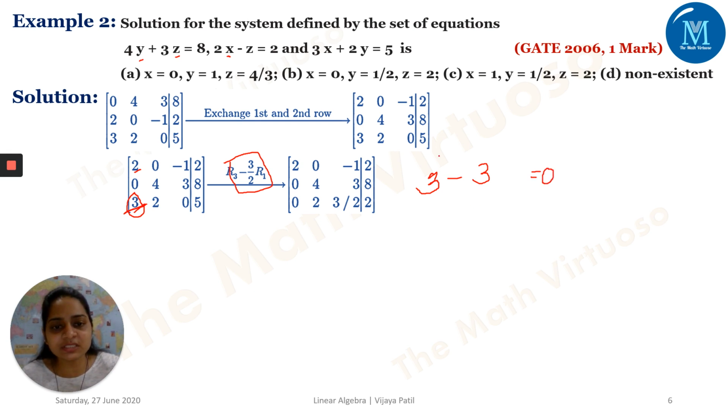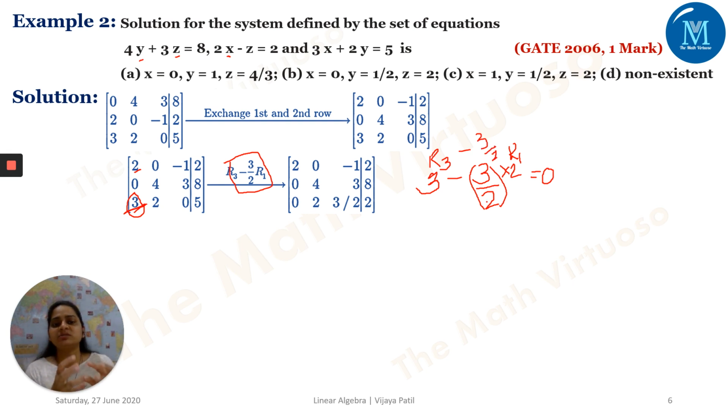Then only I'll get 0 here, right? What is this? This is the element of R3, but I'm making use of R1. What does the R1 element contain? This R1 has the 2, but I don't want this 2, I just want minus 3 over here. So what will I do? I'll do it this way. My transformation becomes R3 minus 3 by 2 times R1. In this way, I can find any transformation in one single step.